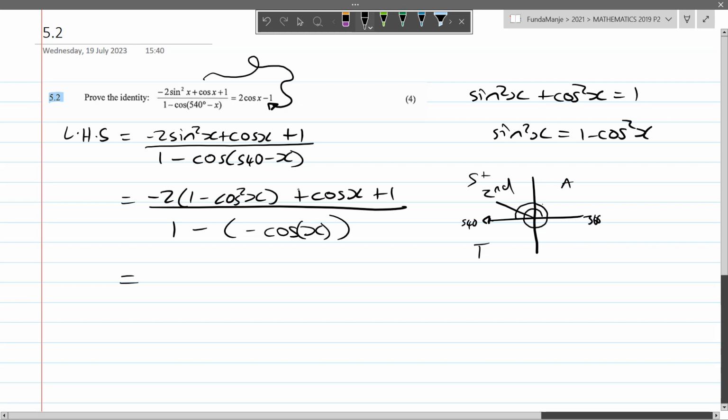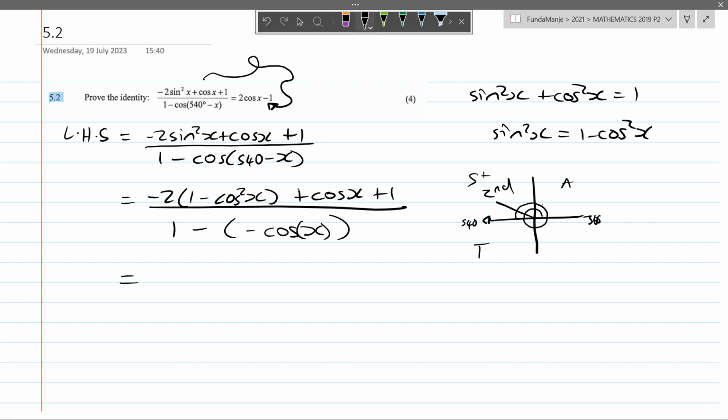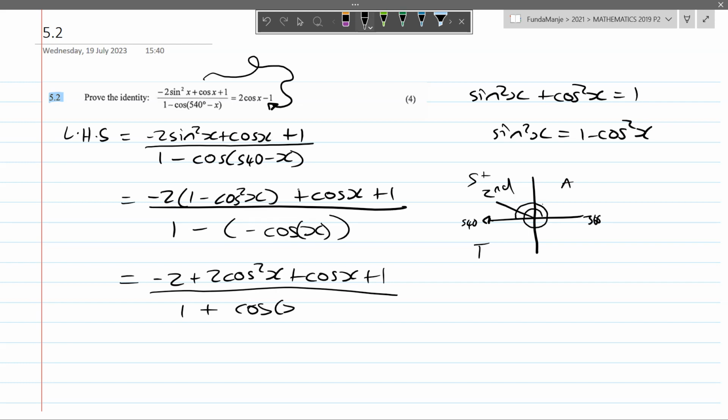So I'm going to now simplify this by multiplying by minus 2 inside. So minus 2 plus 2 cos square x plus cos x, and minus 1. Well, plus 1 minus 2, that's going to be minus 1, but I'll put the plus 1 for now and put this all over 1 plus cos x, because a minus and a minus gives us a positive.